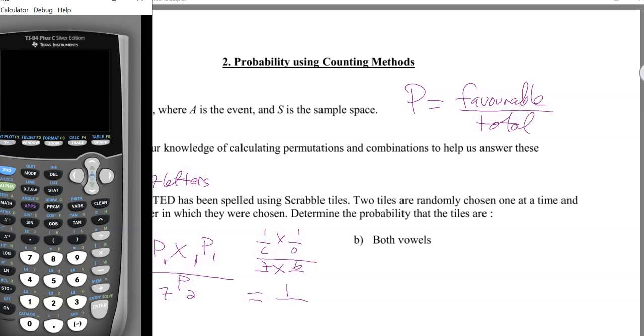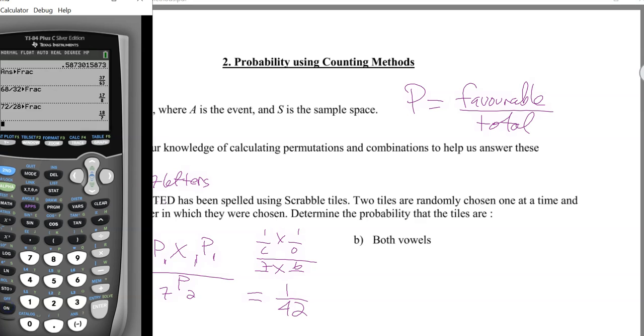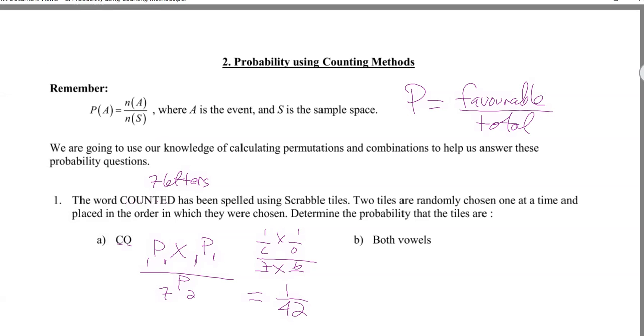Let's give it a try. 7P2 is 42, so 1 out of 42, and that is what we get for 7P2. Permutation 2, 7P2 is 42. So 1 out of 42.